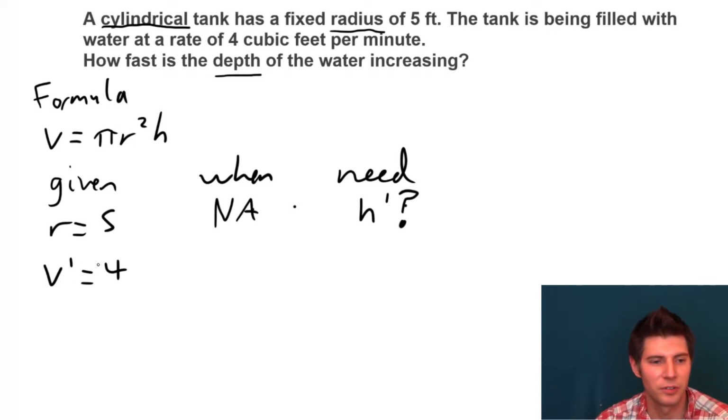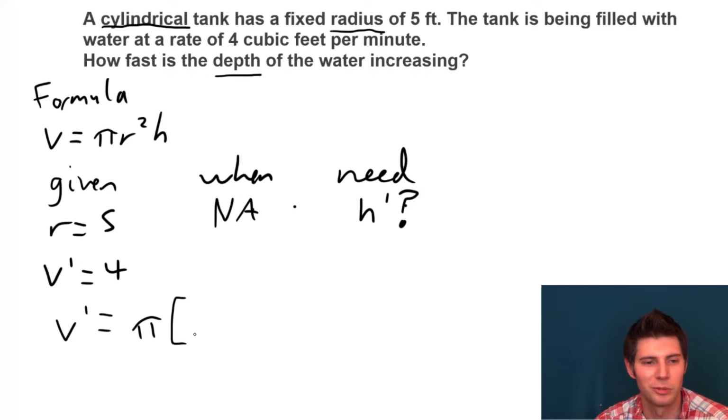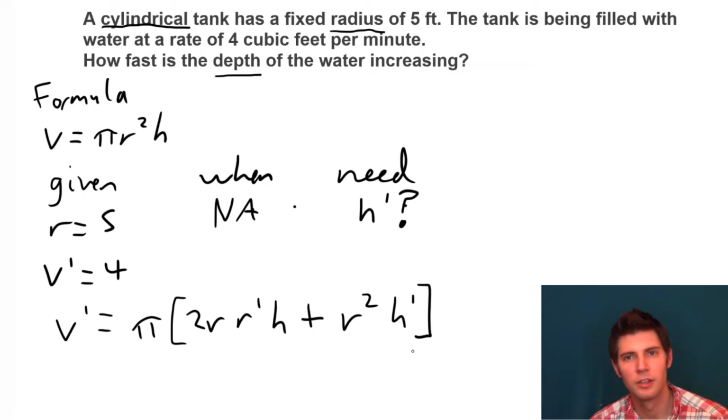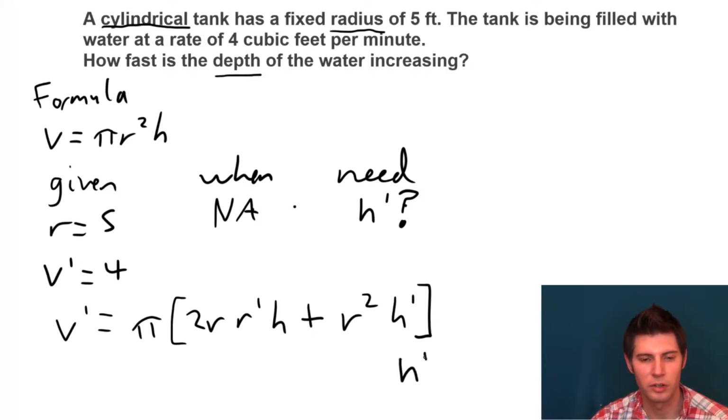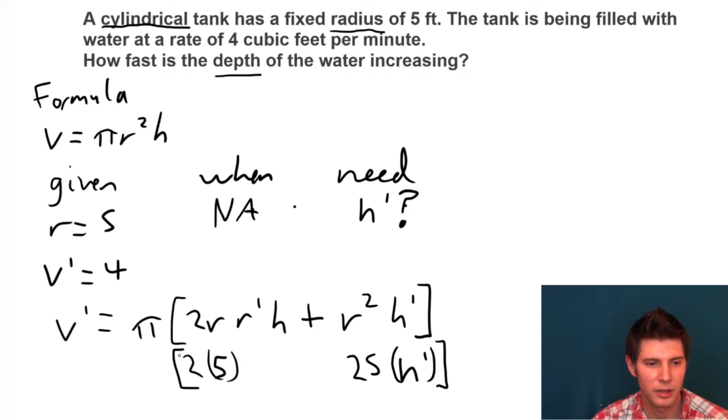So let's differentiate first. We have V prime is equal to pi is a constant. So we're going to do a product rule going on here. Derivative of the first, 2r, r prime times h, plus r squared, and derivative of h is h prime. So that's our trickiest derivative so far, but we'll just plug stuff in. It should go smoothly. The need is h prime, so this is the variable we're solving for. r is given to us as 5, so r squared is 25. So this r is 5, and the 2, and our pi. And we know V prime is 4. So that's plugging in everything that we knew.